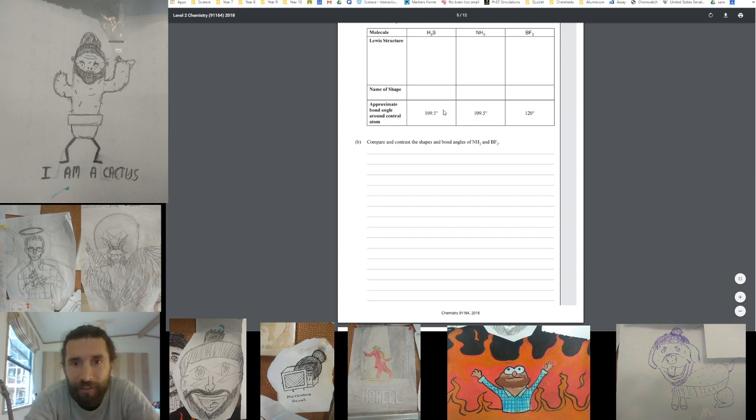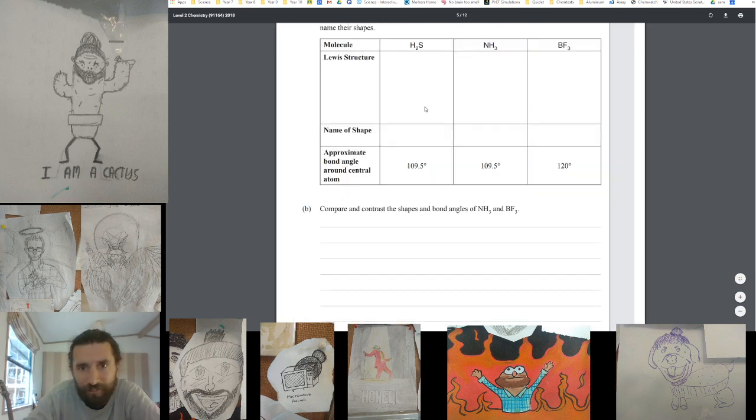In 2018, pretty much the same question. Compare and contrast the shapes and bond angles of NH3 and BF3. Remember, BF3 is one of our exceptions. Compare and contrast means similarities. So both NH3 and BF3 have 3 atoms bonded to the central atom. So that's going to be the compare, and the contrast is they have different bond angles, and you've got to explain why.